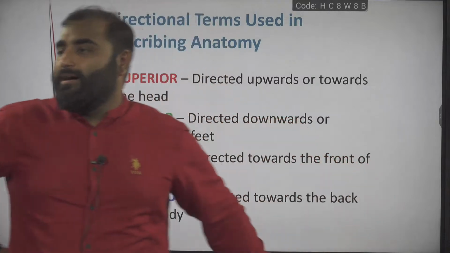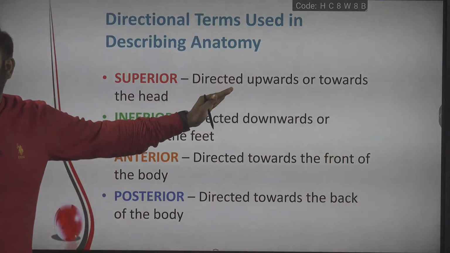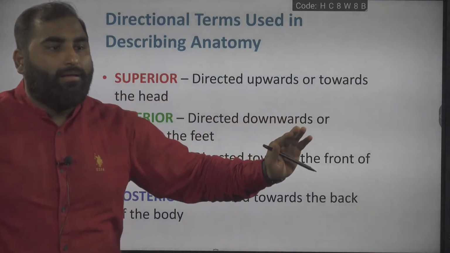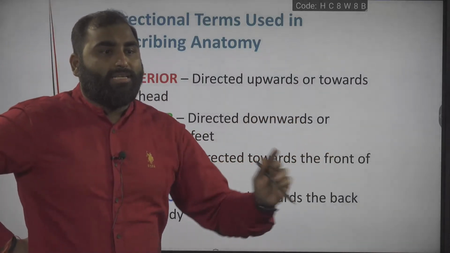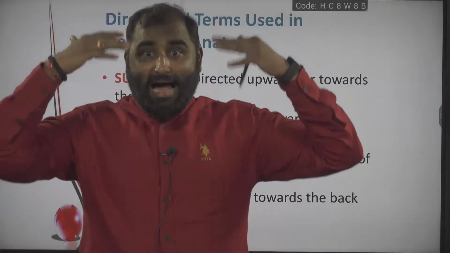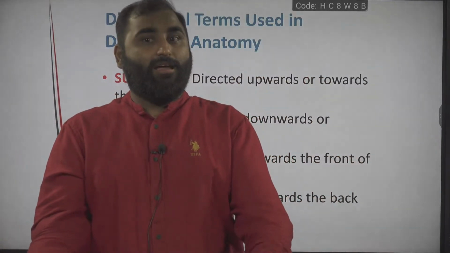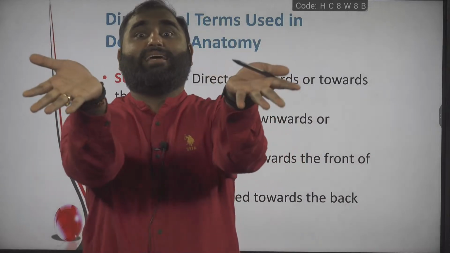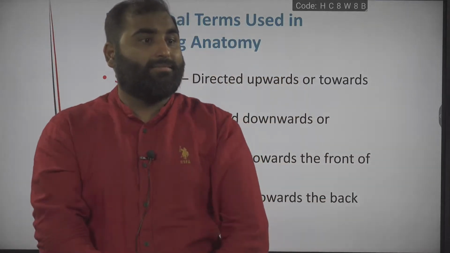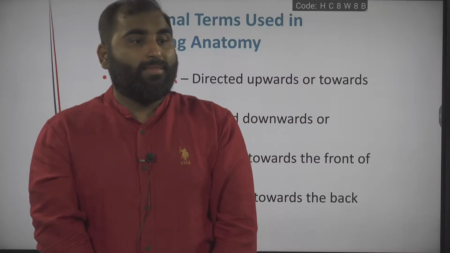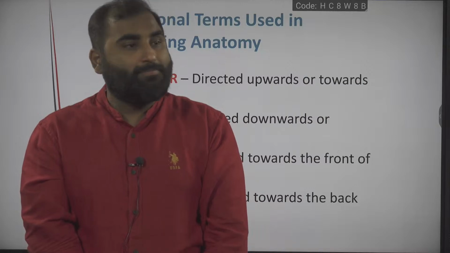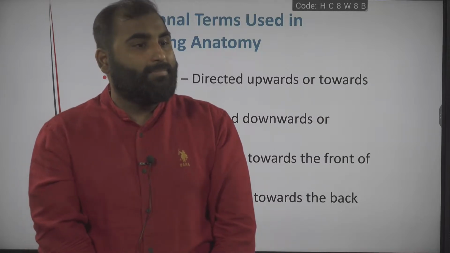Okay, so here we are describing the anatomical position. What is the anatomical position? Anatomical position is an anterior position where the palms are facing anteriorly, in front. Where the palms are facing anteriorly. Am I clear?